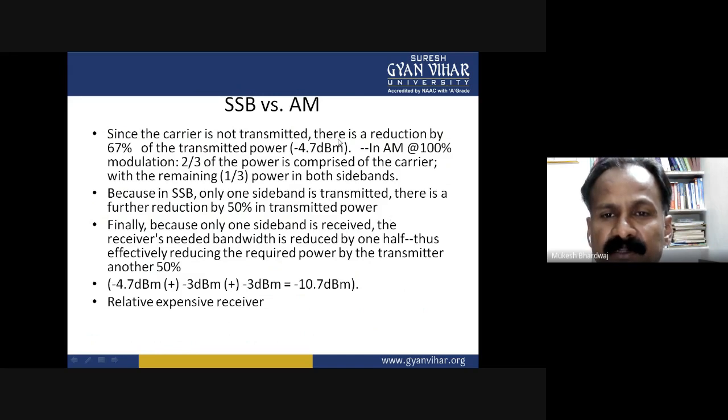Since the carrier is not transmitted, there is a reduction of 67% of the transmitted power. In amplitude modulation at 100% modulation, 2 by 3 of the power is comprised of the carrier, with the remaining 1 by 3 power in the both sidebands. Because in single sideband only one sideband is transmitted, there is a further reduction by 50% of transmitted power. Finally, because one sideband is received, the receiver needed bandwidth is reduced by one half, thus effectively reducing the required power by the transmitter another 50%.